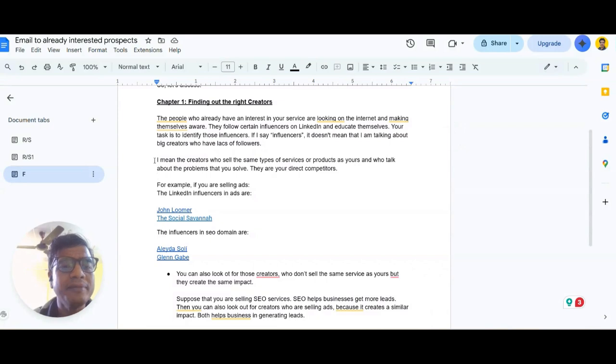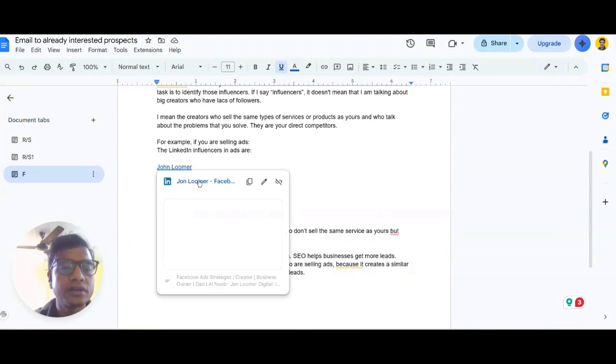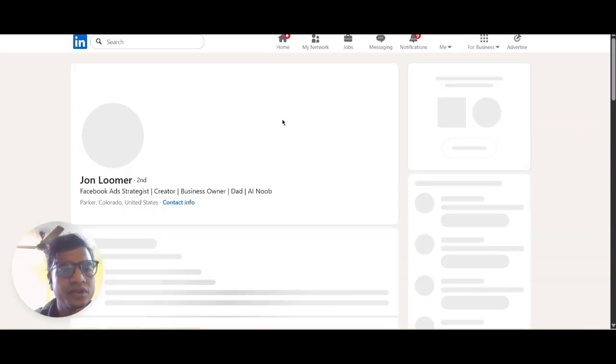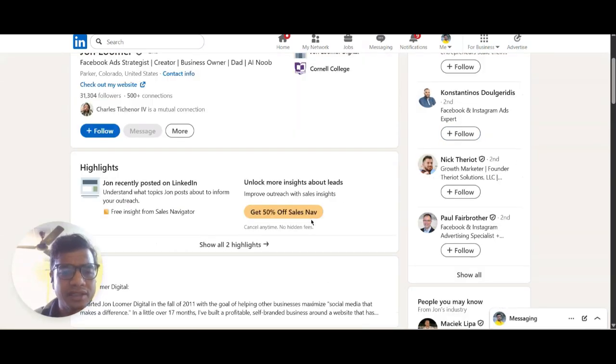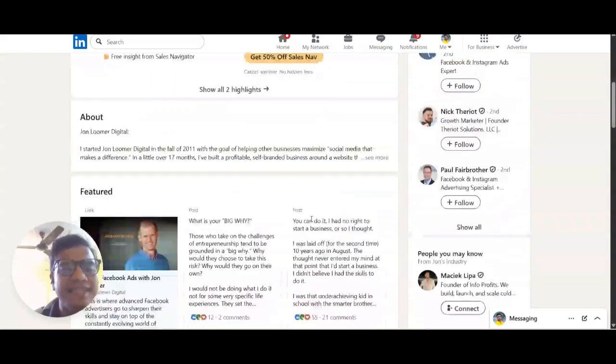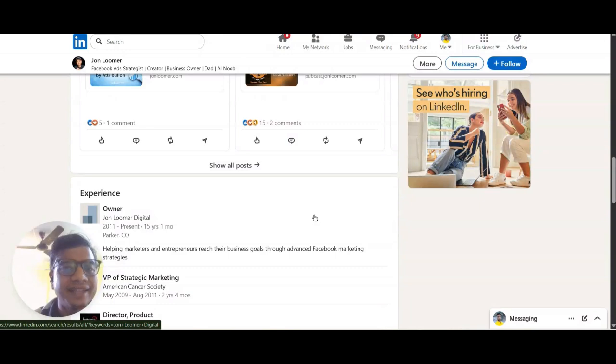I mean the creators who sell the same type of services or products as yours, who can talk about the problems that you solve, and who are your direct competitors. For example, if you are selling Meta ads, one of the influencers is John Loomer. You can open John Loomer's LinkedIn and see that he is a Facebook ad strategist. The prospects and leads who are commenting on and liking his posts can be your clients later if you reach out to them, and that's the plan.